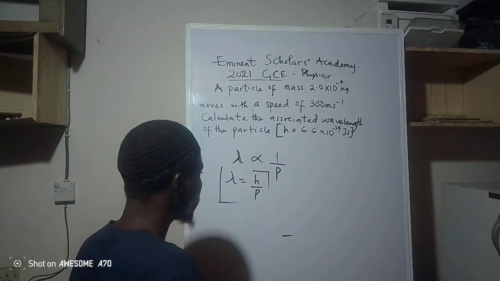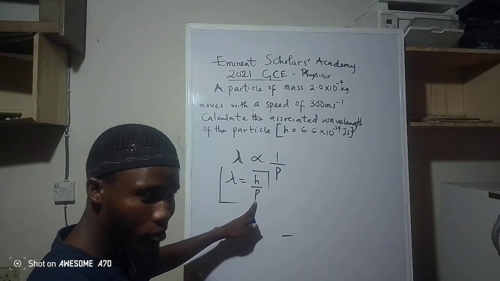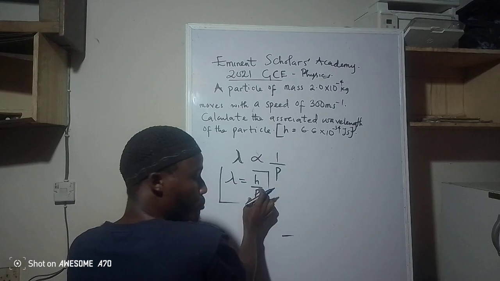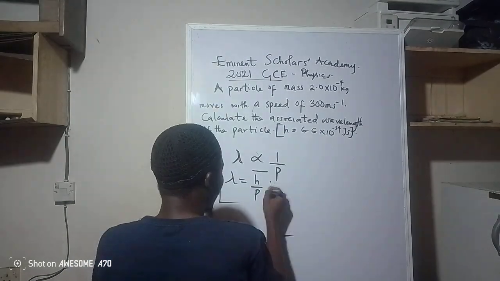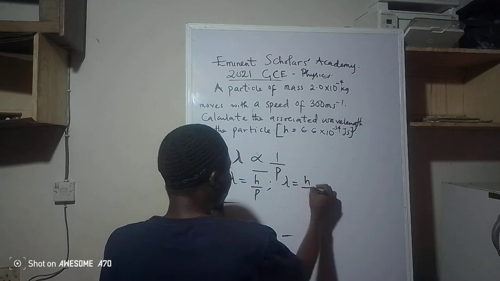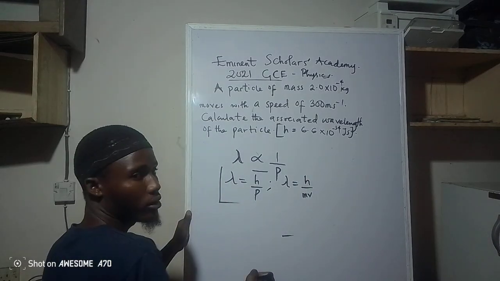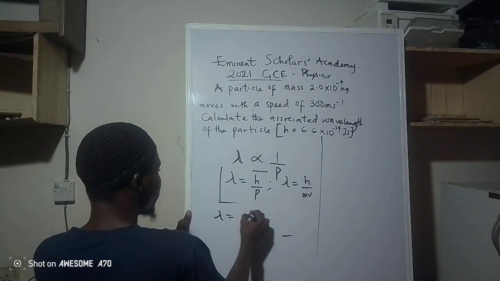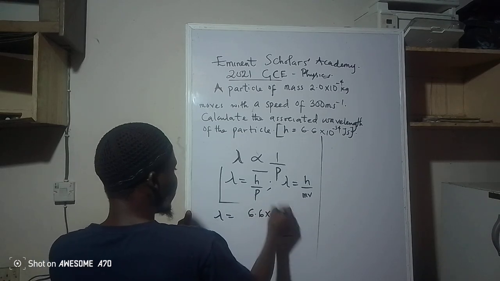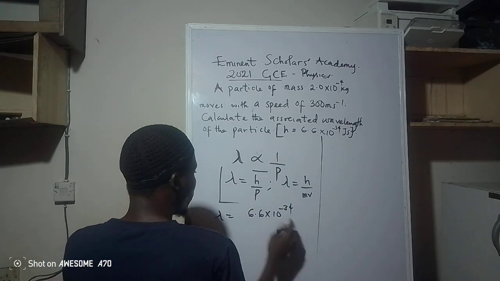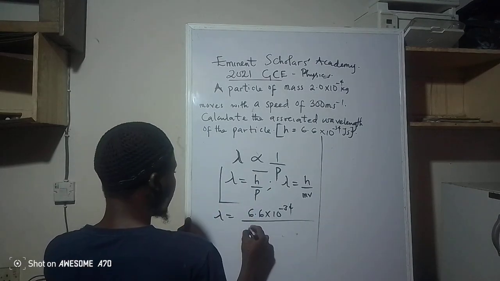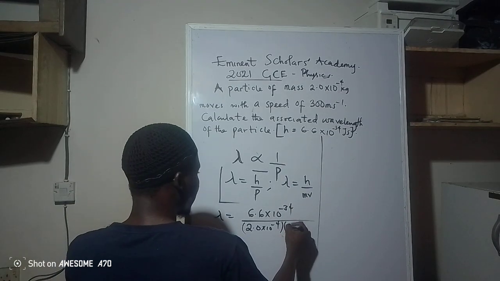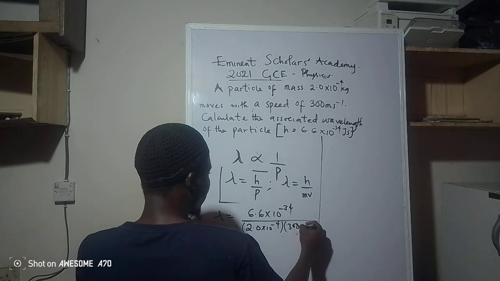So how do we apply it to solve this question here? Do not forget this momentum here is linear momentum, not angular momentum. Linear momentum is the product of mass and velocity. That is, we can rewrite this as wavelength equals Planck's constant over mass times velocity. Plugging in the values that we have, the wavelength becomes the given Planck's constant, 6.6 times 10 to the power of minus 34, over the mass, which is 2.0 times 10 to the power of minus 4, multiplied by the speed, which is 300 meters per second.